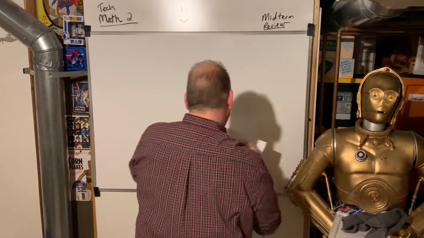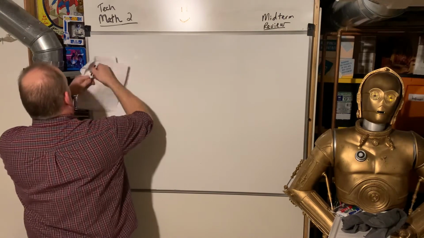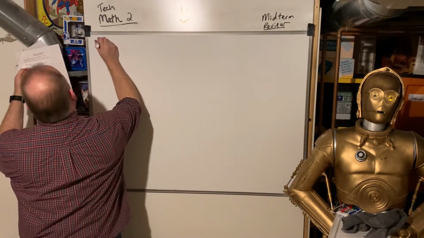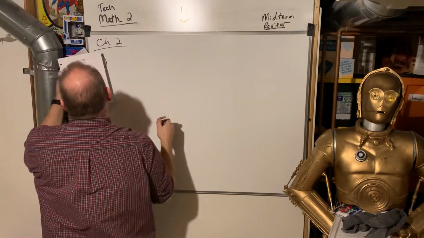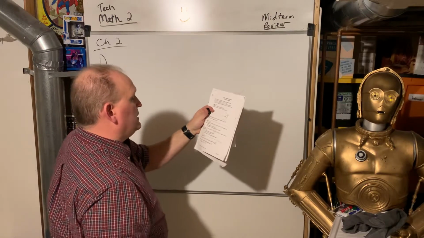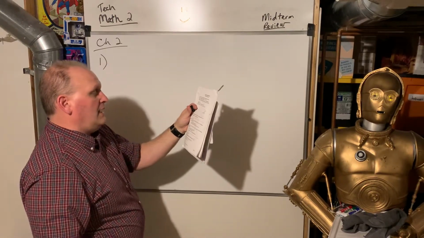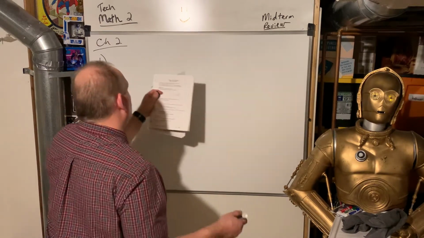Okay, so chapter 2 has number 1, the length of the resultant vector. Oh, so these are kind of tough. So 2 vectors of 310 units, 190 units act on an angle of 54 degrees.